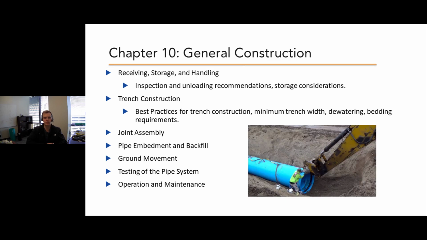Chapter 10 is on general construction. There were very few changes to this chapter, so I'll just briefly recap it. The chapter goes over storage, handling, receiving pipe, inspection and unloading recommendations, trench best practices, and similar topics. There's a brief section on joint assembly, pipe embedment and backfill, ground movement, field testing, and then operations and maintenance.